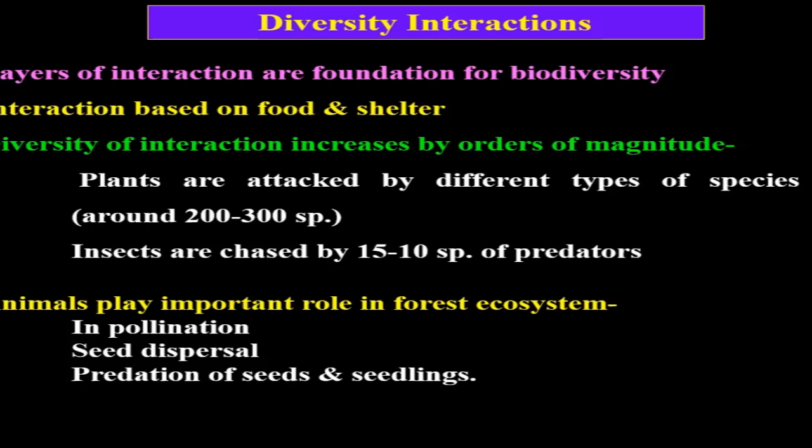Now, we have to see another pattern in the forest ecosystem, that is pollination, seed dispersal, and predation of seeds and seedlings as well. As all of you know, for plants, pollination is one of the most important parts of life. That may be self-pollination, but for those plants where cross-pollination is required, to get attracted by the insects, the plant has to display in such a manner. That display may be in the form of number. I'm telling you about the number of flowers on the plants.